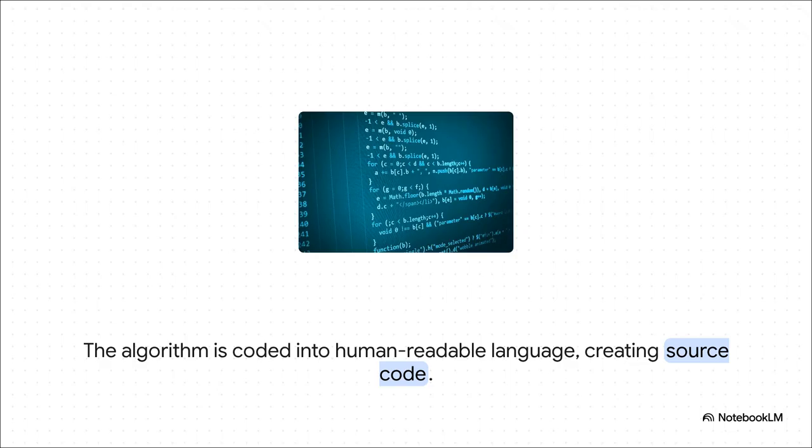Okay, so next, that abstract idea, that algorithm, gets translated into a specific language that a human programmer can read and write. This becomes the source code. Let's use a baking analogy. The algorithm is the idea of a chocolate cake. The source code is the detailed, step-by-step recipe, written out with exact ingredients and instructions that a baker can actually follow.